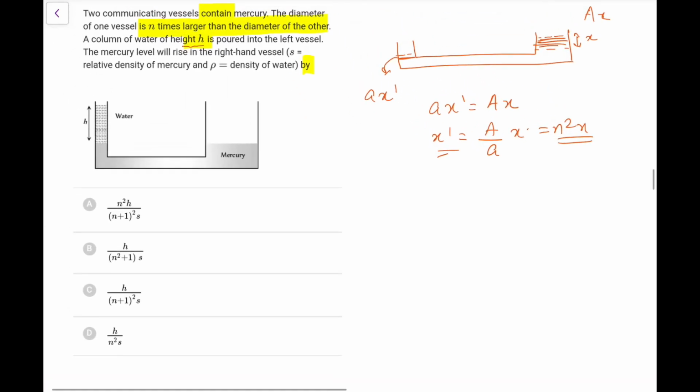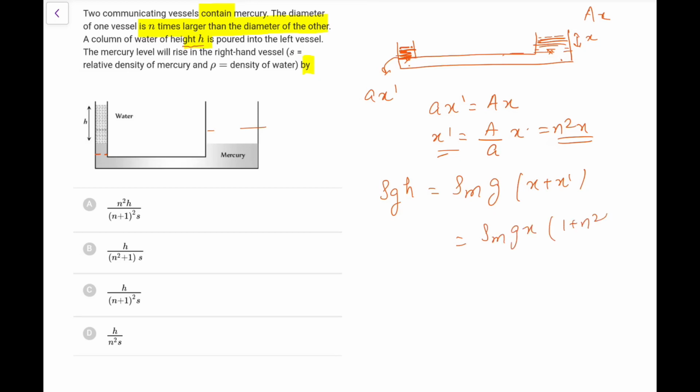Okay, now you have this h length of water. Now at the bottommost point the pressure must be the same. So at the bottommost point, rho g h, the pressure of the water column, would be made up by the difference of this, that is rho mercury into g, and the difference would be x plus x dash, because it goes up by x and dips by x dash. That pressure must be balanced, so that is rho mercury g x into (1 plus n square).